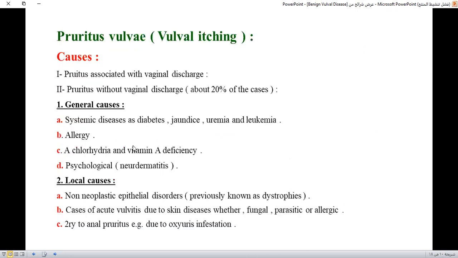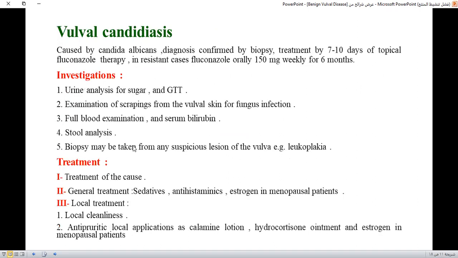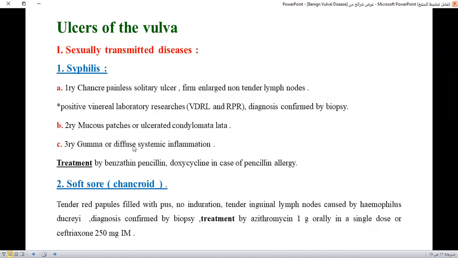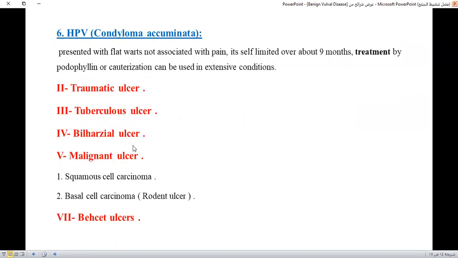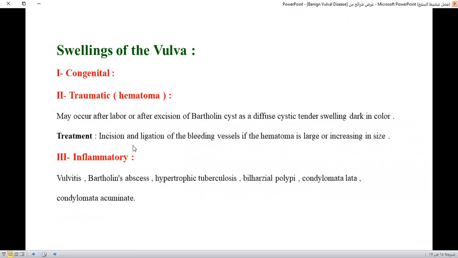بعدها Pruritus vulva اللي هي vulval itching, causes general and local causes. Vulval candidiasis اللي هي Candida albicans وأكثر شيء تحتاج إلى glucose tolerance test, full blood count, stool analysis and biopsy. Treatment of the cause, and sedative, antihistamine, local application. Ulcer of the vulva either sexually transmitted disease or secondary, traumatic, tuberculosis, bilharziasis, malignant or Behcet ulcer.